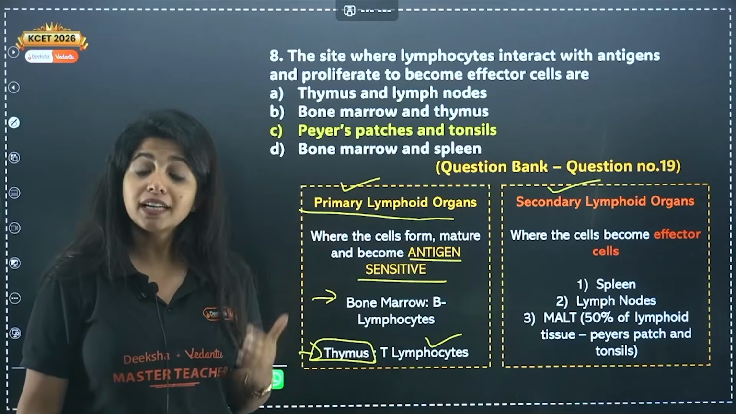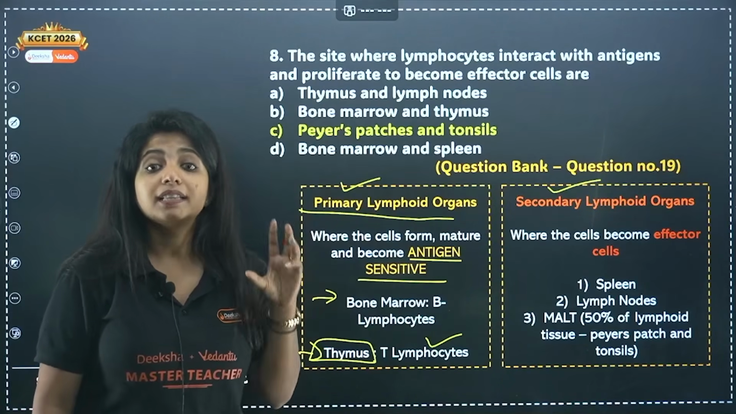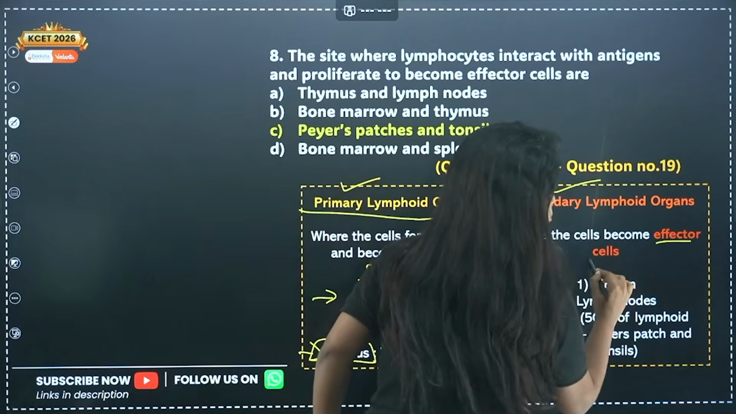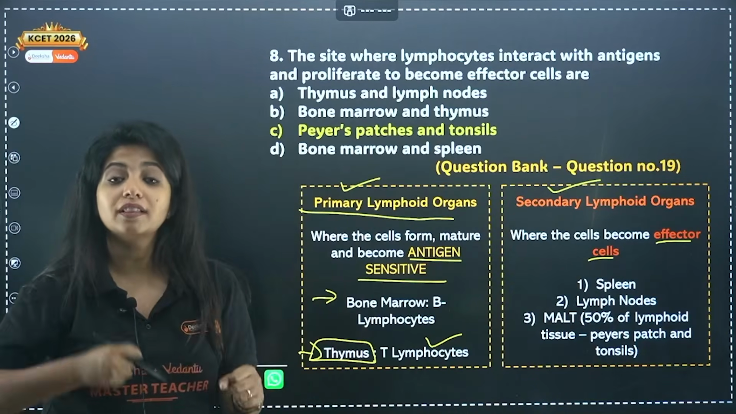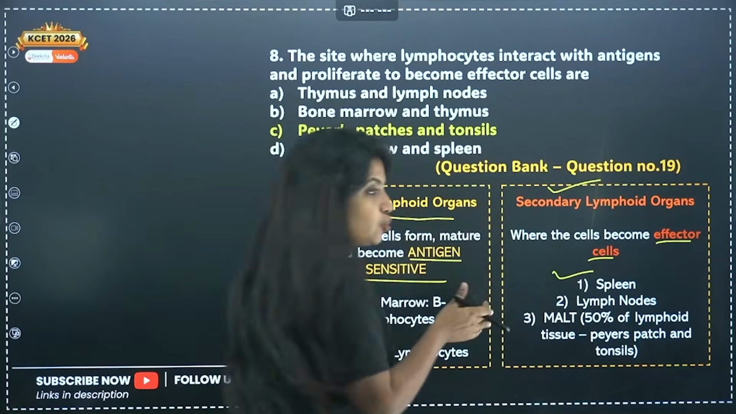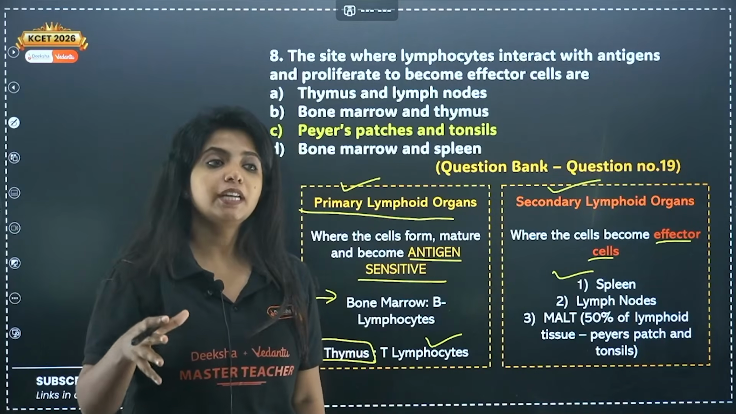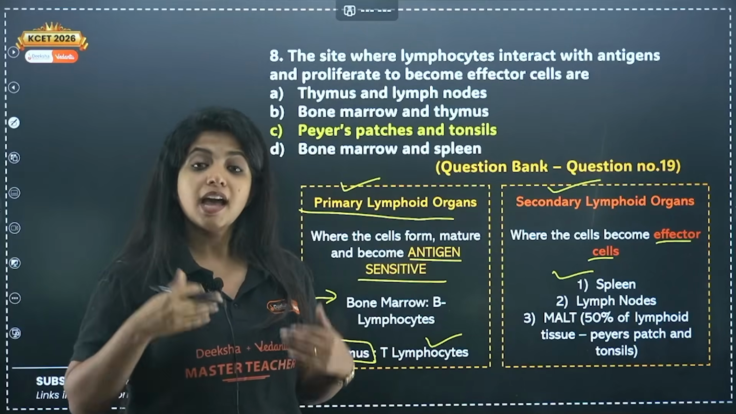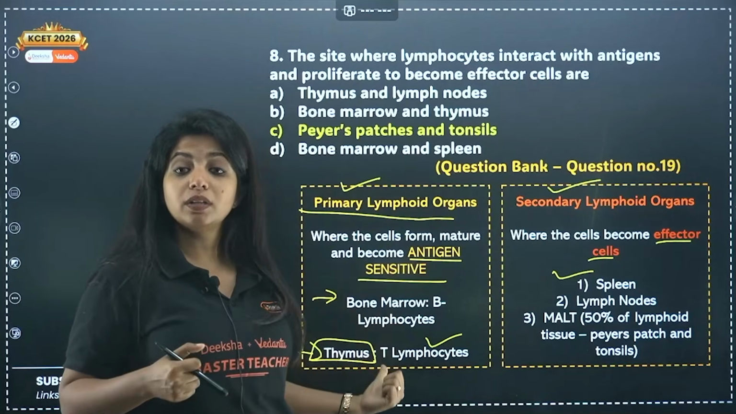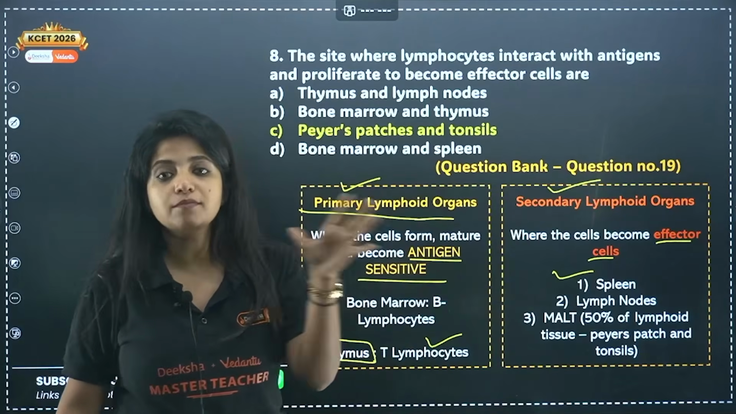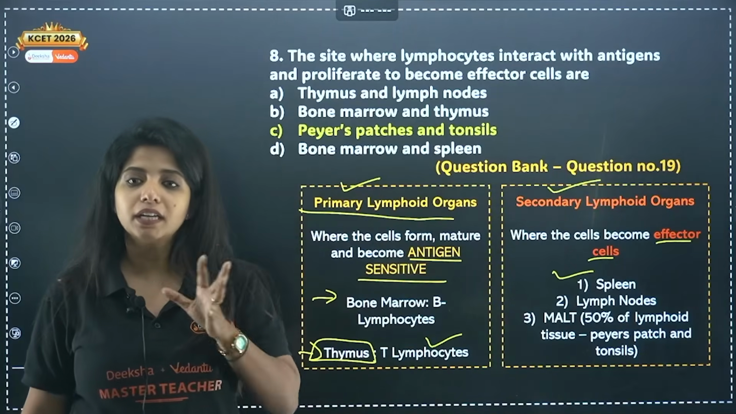Now when you talk about secondary lymphoid organs, this is where the cells become effector cells. The term effector comes here, meaning they are going to show the effect. Examples: the spleen, which is just beside our stomach. The spleen is a place where dead RBCs accumulate. Apart from that, it is richly supplied with B and T lymphocytes, which trap any organism that comes into the spleen or is roaming around in our blood.